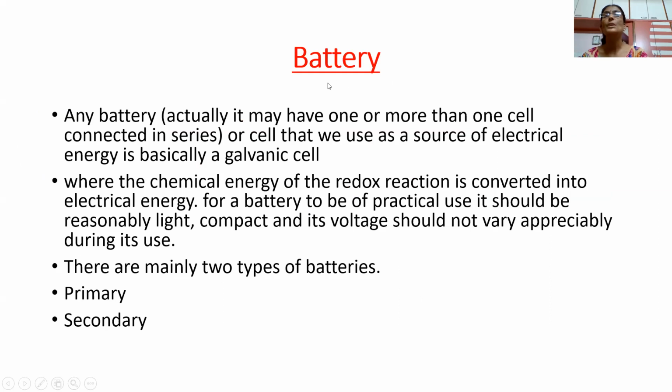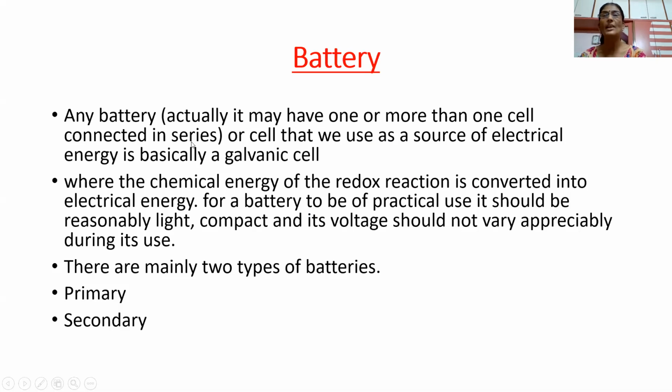What is a battery actually? Battery or cell, what is a battery? Any battery is a source of electrical energy, and a battery is a galvanic cell. Means it is an electrochemical cell in which chemical energy is converted into electrical energy. A battery has one or more than one cell connected in series. Maybe it has one cell, or maybe two or three cells connected in series.